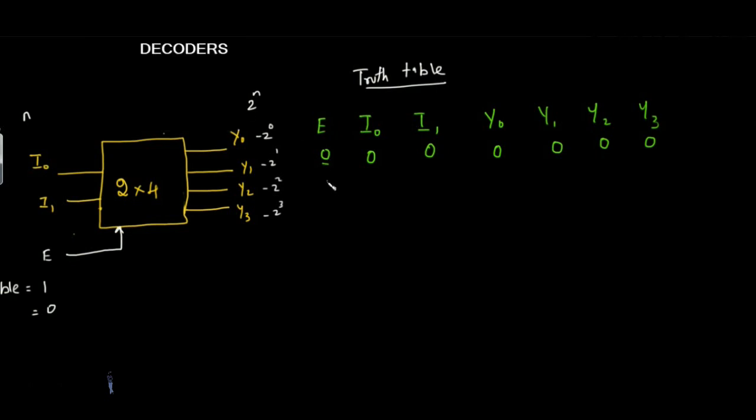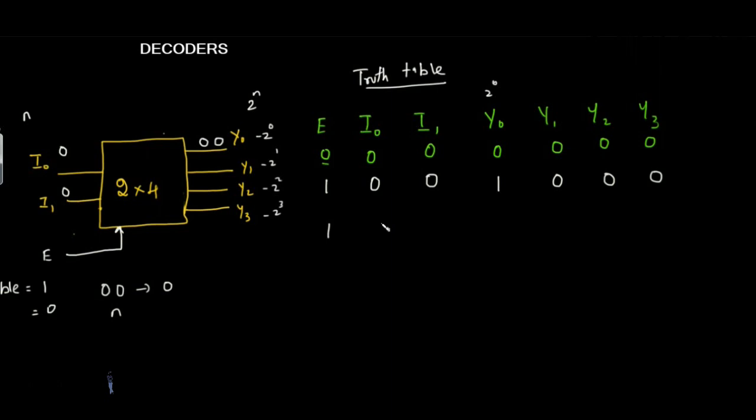In the second case, the enable is kept high and the inputs are 0, 0. So 0, 0 is given to the input side of the circuit. 0, 0 in binary stands for 0, so n is 0, and 2 power 0 corresponds to the line Y0. Now the line Y0 will be enabled, and the rest of the others will be disabled. So this is the second case.